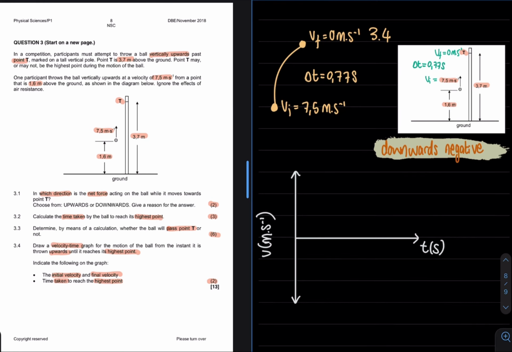To draw the velocity time graph, I simply make use of the information that I have. I have the initial velocity in the upward direction of 7.5, and my ball then reaches a final velocity of 0. The time that the ball takes to reach its highest point is equal to 0.77 seconds.